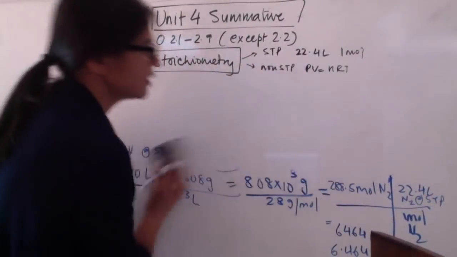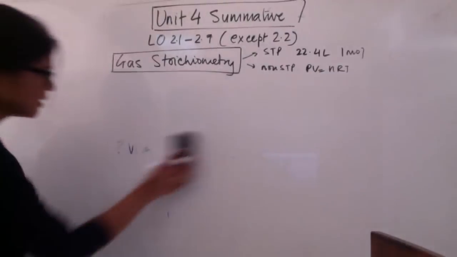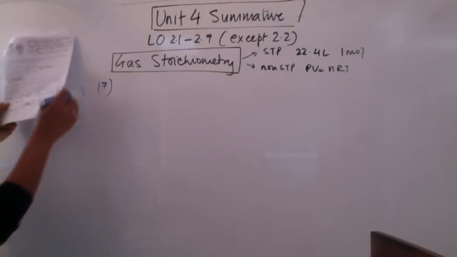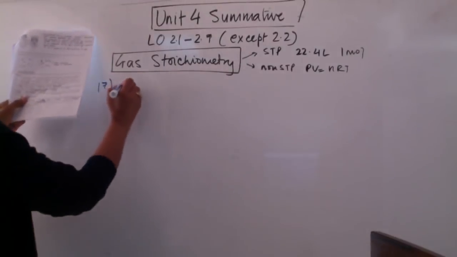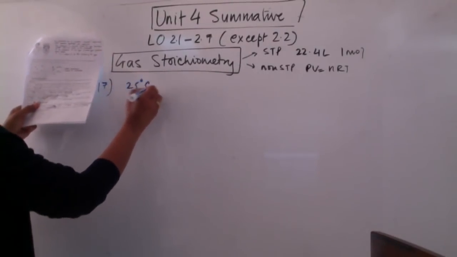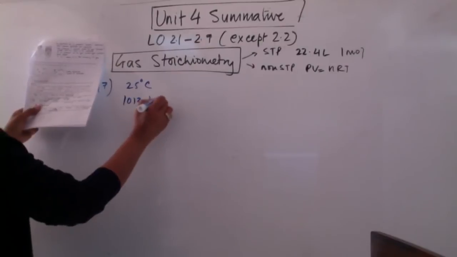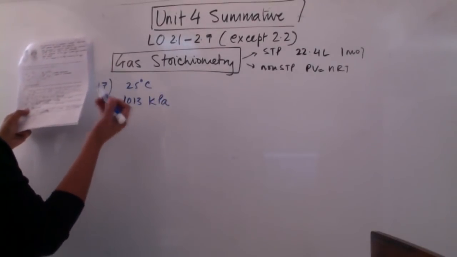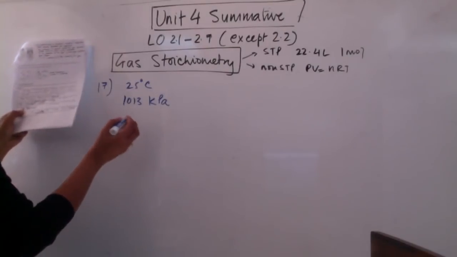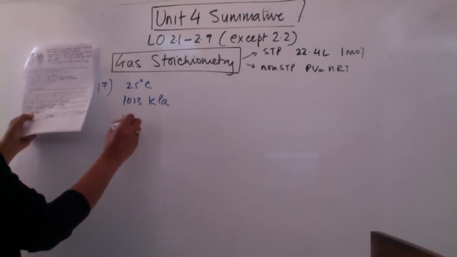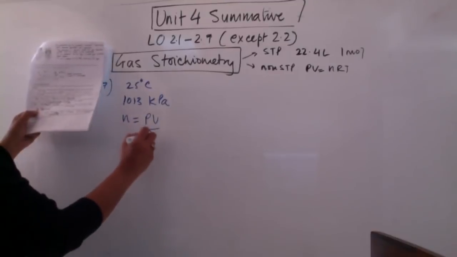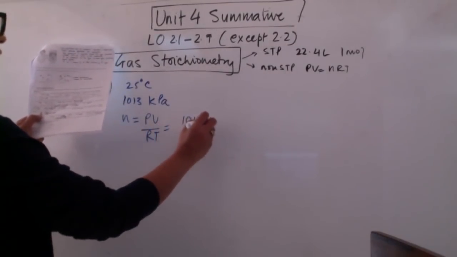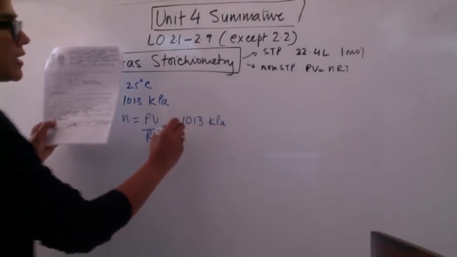So number 17 is, there are 3 1-liter flasks at 25 degrees and 101.3 kilopascal, and they ask which flask contains 0.041 moles of gas. So you calculate moles is PV over RT. All of the flasks have 101.3 kilopascal, right?